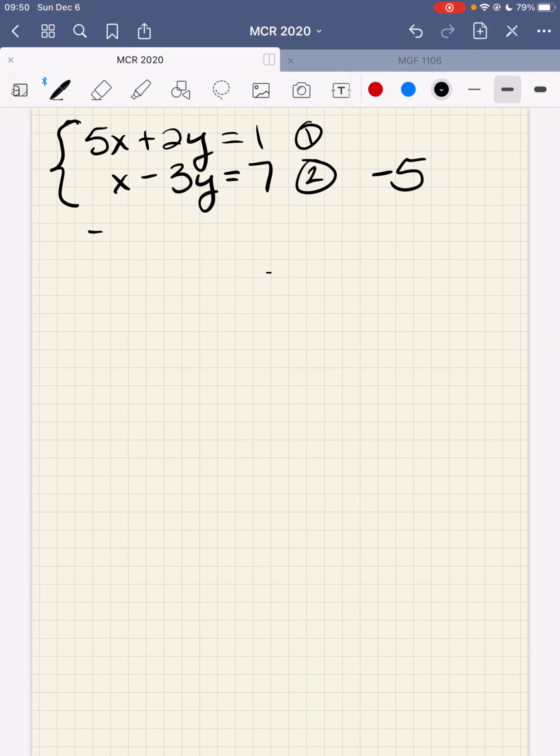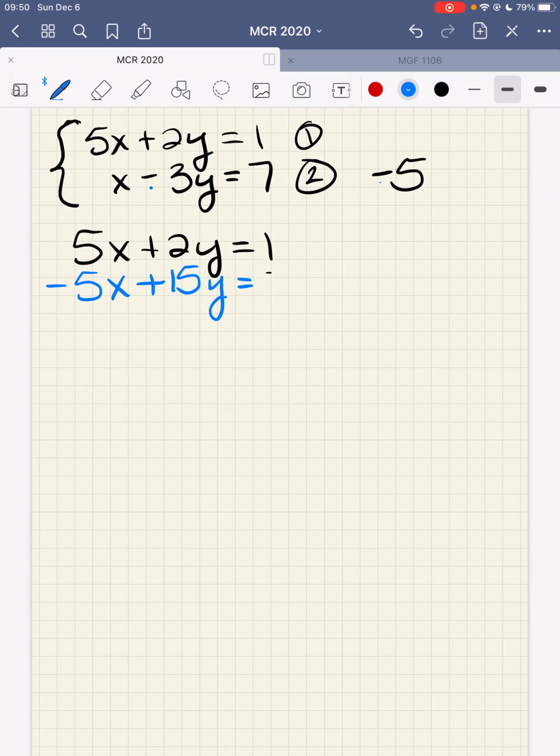Okay, so equation 1 is still 5x plus 2y is equal to 1. The second equation I'm going to multiply by -5, and I'm going to distribute it through. So -5 times x is -5x. A negative and a negative give me a plus. 5 times 3 is 15. And my y stays. Is equal to negative times a positive is a negative. And 7 times 5 is 35.